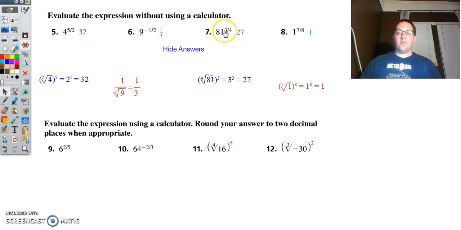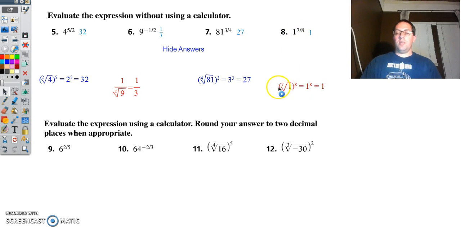Here we have 3/4 power of 81. So that 4 is our denominator, that is our root. So we have the 4th root of 81, and then raised to the numerator, so raised to the 3rd power. 4th root of 81 is 3, 3 cubed is 27.